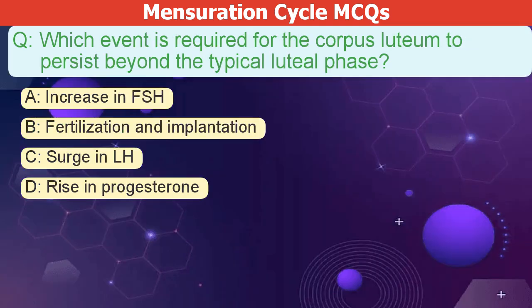Which event is required for the corpus luteum to persist beyond the typical luteal phase? A. Increase in FSH. B. Fertilization and implantation. C. Surge in LH. D. Rise in progesterone.